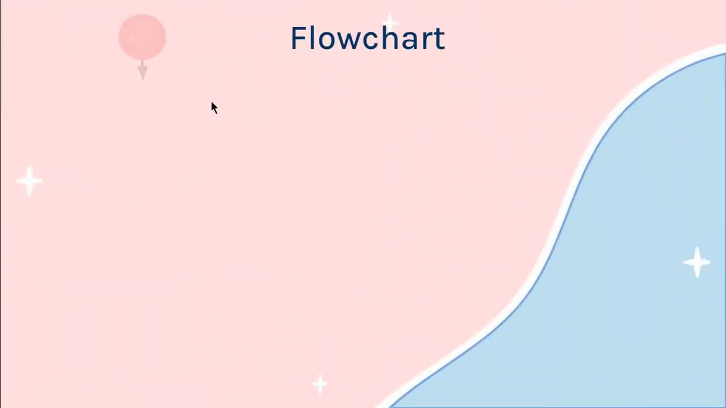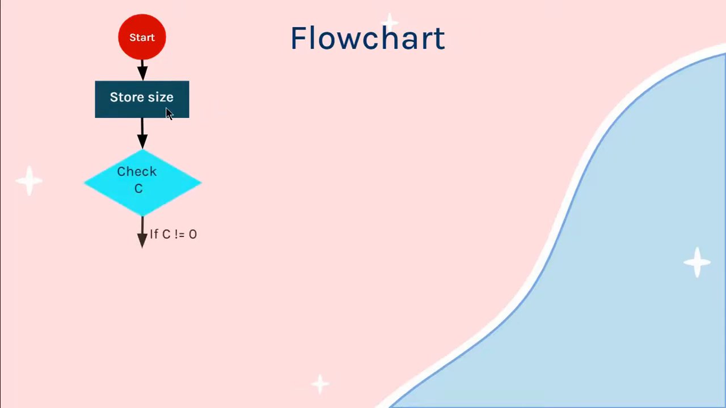Let's see the flowchart of our program, how we are going to code it. We will start and then store the size, which is the array size, in our counter, register C. So we will check C.